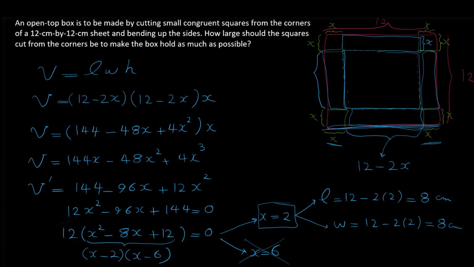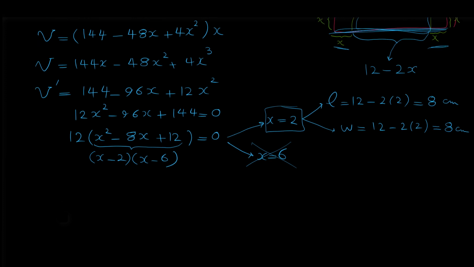If we want to prove that x equals 2 makes the volume maximum, we can use the first derivative test or the second derivative test. Here I show you both methods. Let's draw a number line here. The critical points are 2 and 6, and we want to prove that 2 makes the volume maximum.